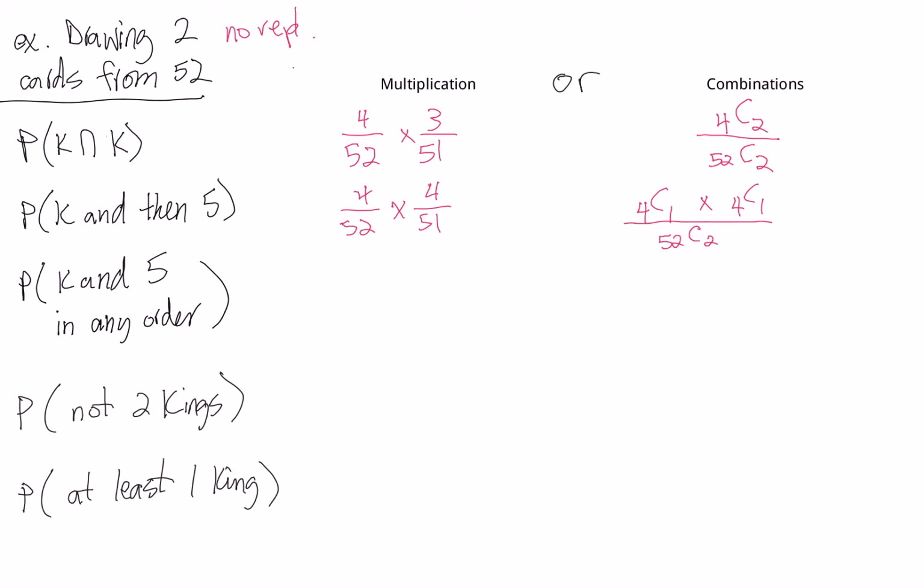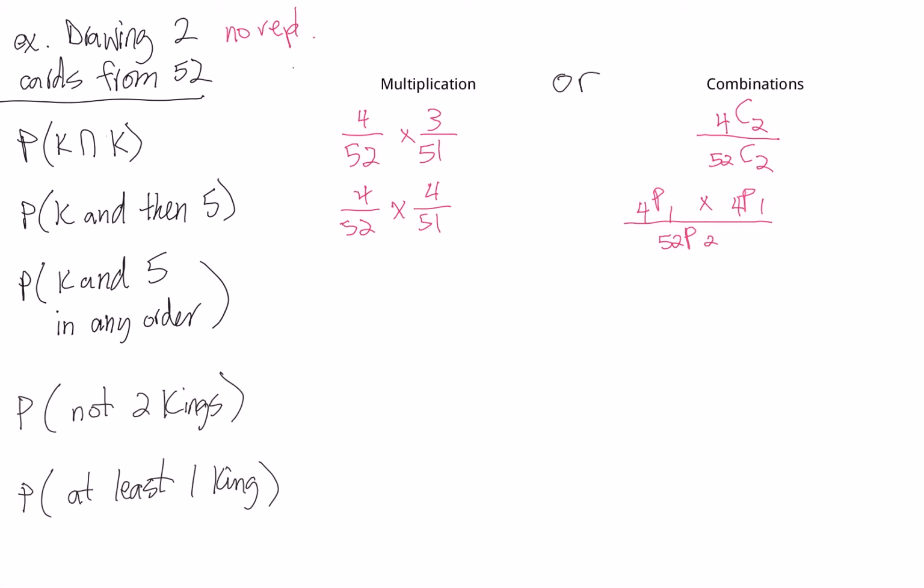Okay, so when we're doing this one, because we want a king and then a 5, order does matter. So what we should do is actually, instead of using the C, we needed to use a P. And that's what using this new method tends to cause things to be a little bit easier in some cases, because it takes care of whether there's order or not just by using the P and C. So for this one we should have used P's.